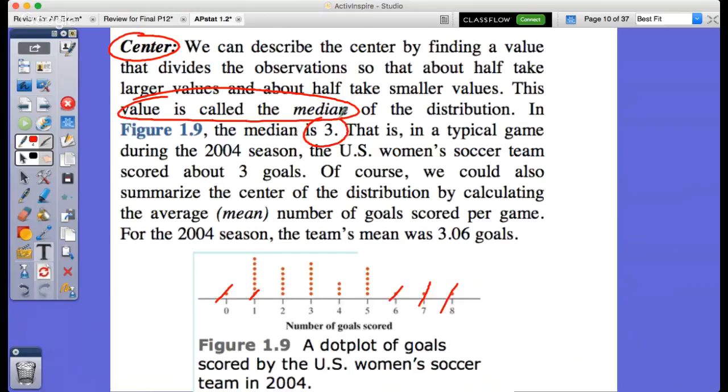And they already gave it to us. If I did that, it would be at 3. If there are 2 values, you would average those values together. If it didn't come down to one middle value, you would just average the 2 middle ones together.